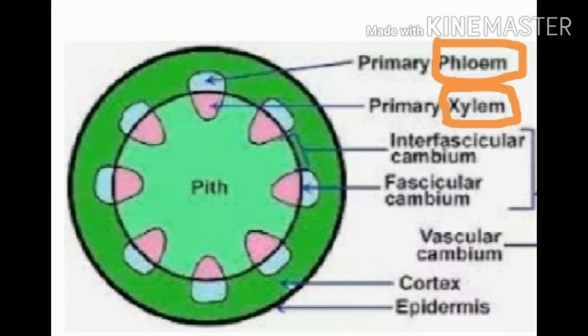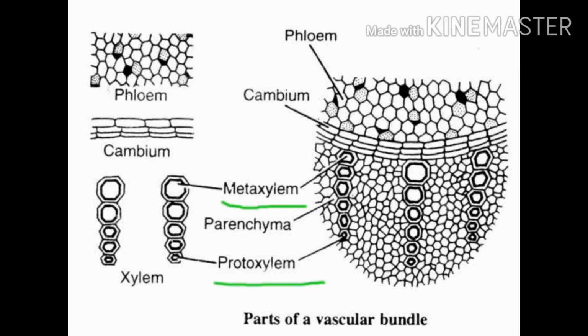Then the next part is vascular tissues. As you already know, xylem and phloem are called vascular tissues. The arrangement of xylem and phloem is different between monocot and dicot plants. There are 2 types of xylem, endarch and exarch. The first one is endarch xylem. Endarch means the arrangement of protoxylem towards the center and metaxylem towards the outer, whereas exarch is just opposite to endarch, where protoxylem is towards the outer and metaxylem towards the inner side.